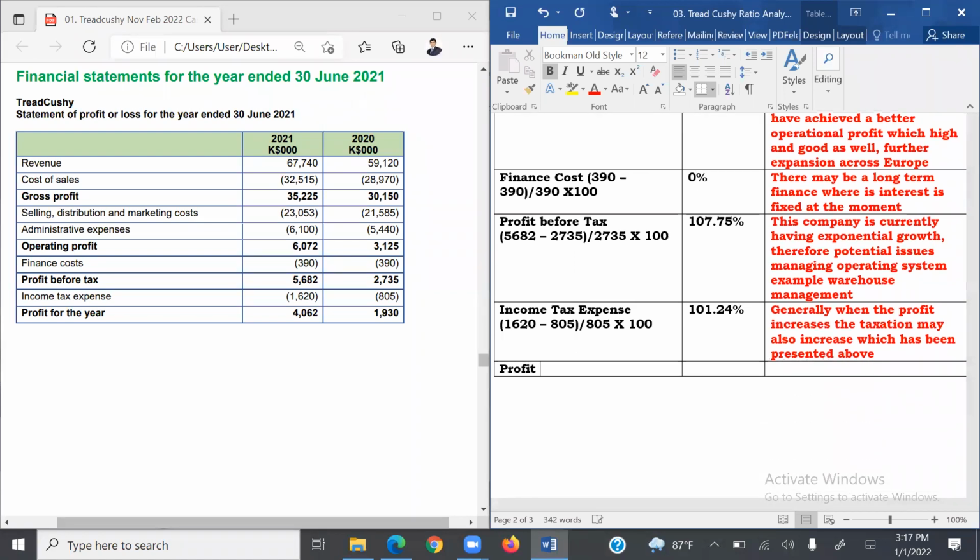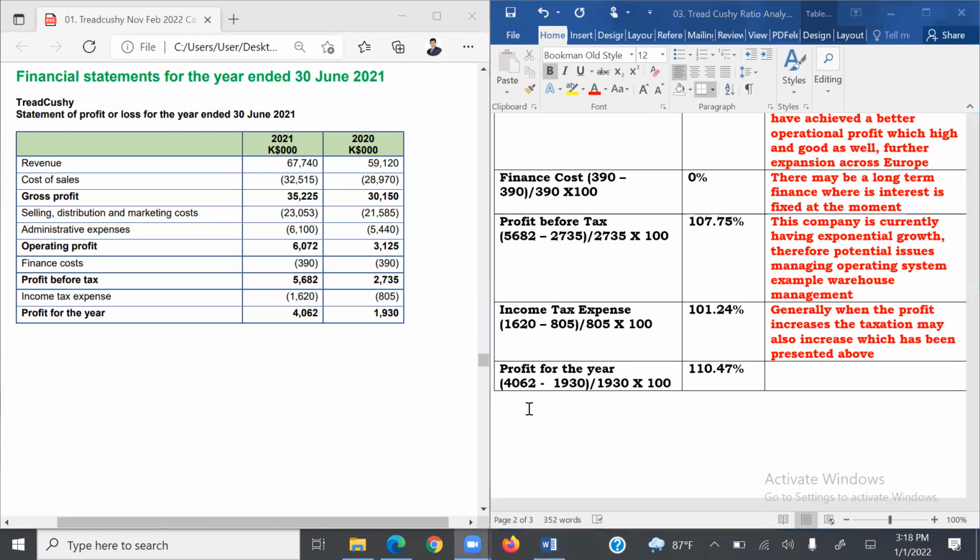So the next one we are going to do is profit for the year. So let's work on that, students. That is 4,062 minus 1,930 divided by 1,930 into 100. So shall we work on that? Yes, we can. 4,062, 1,930. So effectively, this is going to give you an answer of 110.47 percent. So again, what we can clearly observe is it's an exponential growth.